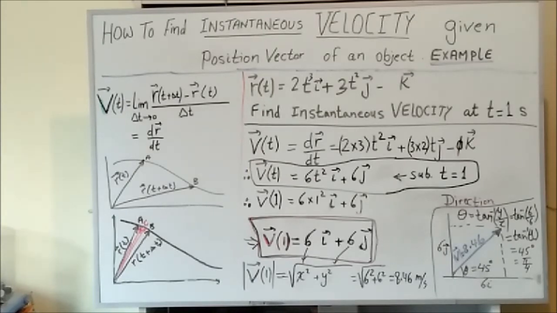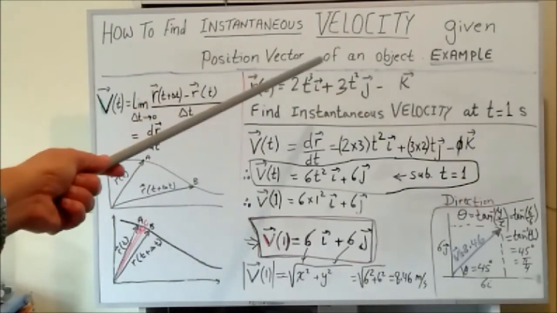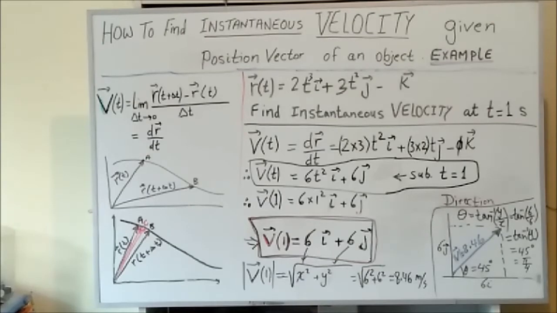Today we will do instantaneous velocity if we are given a position vector of an object in space. As you saw in the previous video, we found the average velocity. Now we want to find the instantaneous velocity. Now what's instantaneous velocity? Instantaneous velocity is similar to the average velocity, but it's the velocity at the instant that you want it.